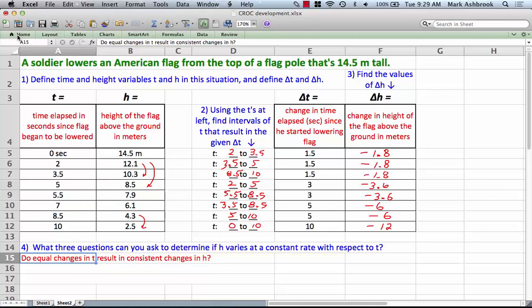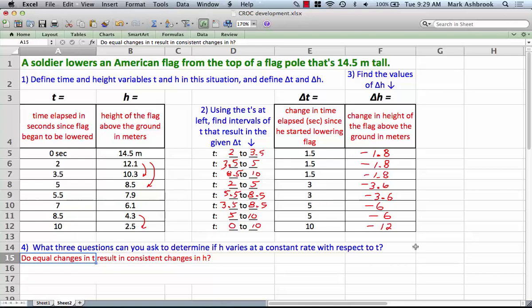Do equal changes in T result in consistent changes in H? And they do. I mean, that's what the evidence is showing, right? We have some examples of that, and it seems like that's the case. Every time the change in T is 1.5, the change in H is -1.8. Every time the change in T is 3, the change in H is -3.6. This seems to be following this pattern of constant rate of change, whereas if you apply the same change in T, you get the same change in H, and that's evidence of constant rate of change.